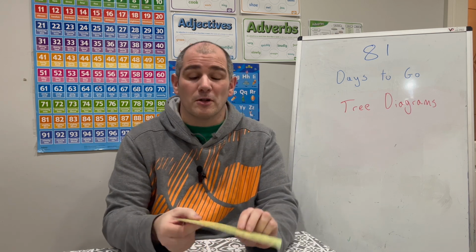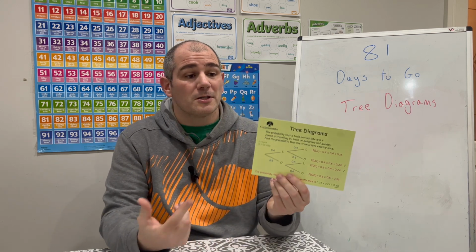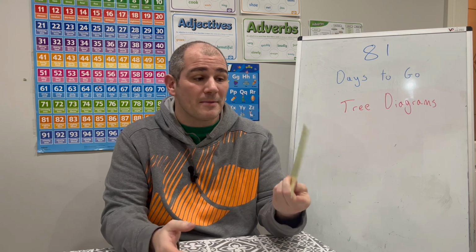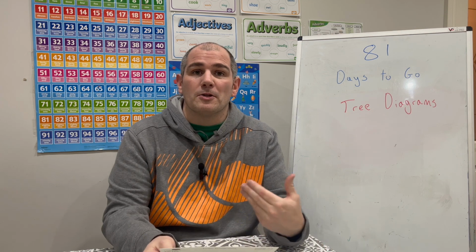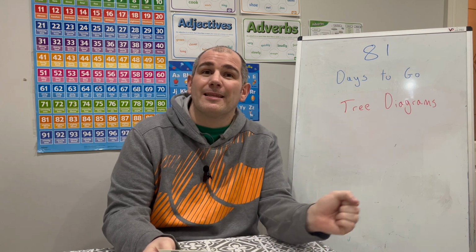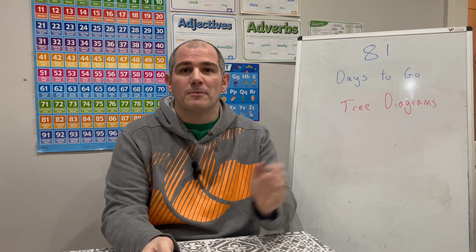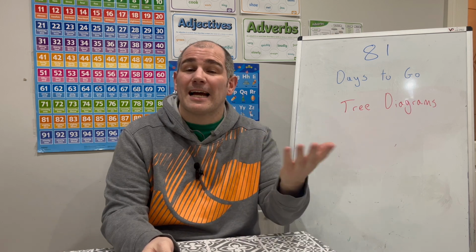happening. So for instance, if you've got the revision card, card number 73 on the foundation set, we've got the probability that the train arrives late is 0.4. And then we're looking at the train on Saturday and Sunday and looking at the probability that the train will be late twice or on time twice and so on, or late exactly once and so on.